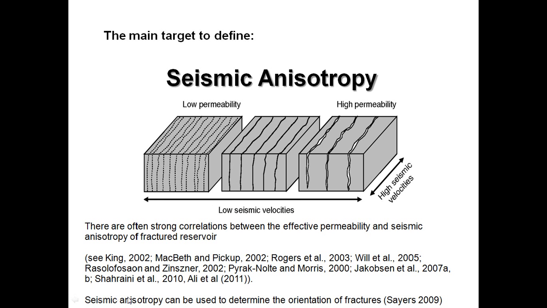Also, we can define the orientation of fractures if we can define the anisotropy accurately, because the seismic velocity will be high in the same direction as the trend of the fracture, and it will be lower if it is perpendicular to the fracture trend. So by knowing the directions of high and low velocities, we can define the orientation of fractures.